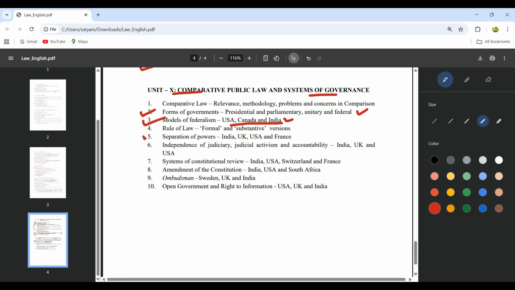Separation of powers is an important topic: India, UK, USA, and France. Independence of judiciary and ombudsman. One or two questions from ombudsman are asked every year under this particular unit.